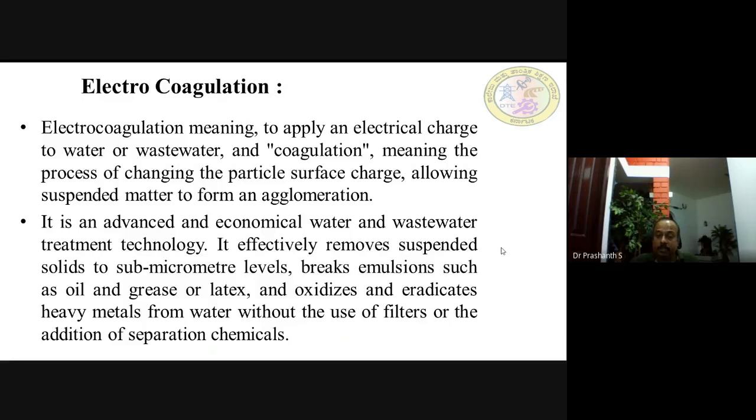Electrocoagulation is an advanced and economical water and wastewater treatment technology. It effectively removes suspended solids to submicrometer level, breaks emulsions such as oil and grease or latex, and oxidizes and eradicates heavy metals from water without the use of filters or the addition of separation chemicals. What I showed in the previous slides used filters for ultrafiltration and nanofiltration, whereas here in electrocoagulation, we are going to use electric current and the coagulation technique, and we are not going to use filters.